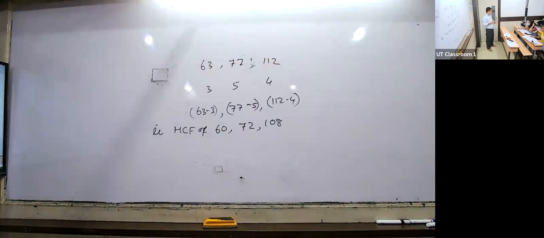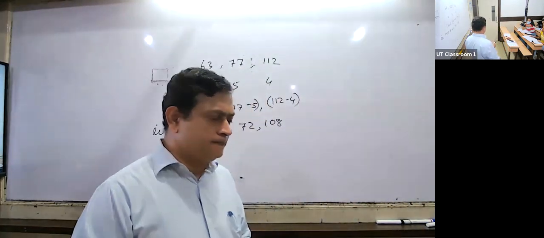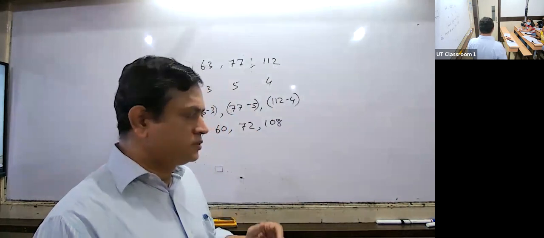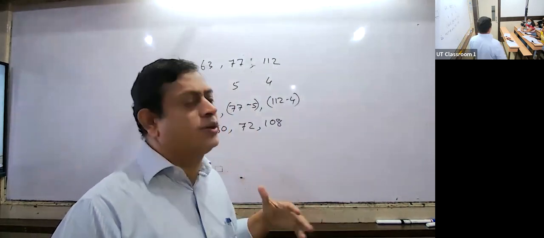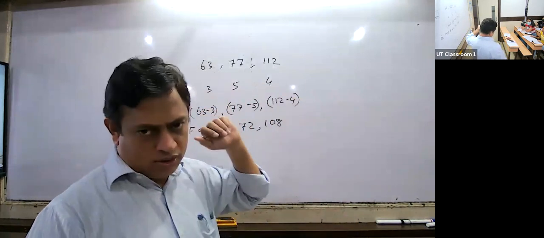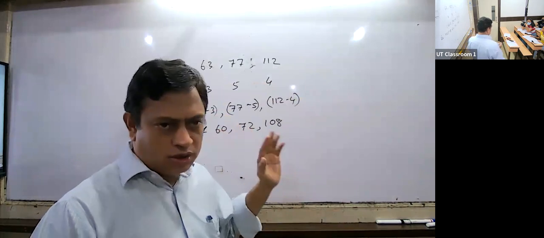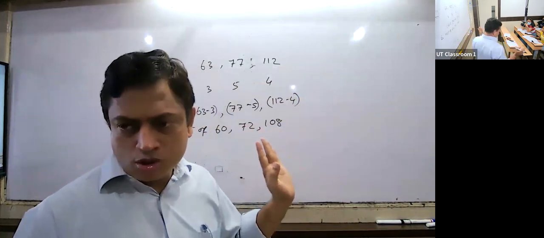Now, do you know how to find the HCF of these 3 numbers? First we will find the HCF of 60 and 72, then we will find the HCF of that answer and 108. Any 2 numbers you take, you will get the HCF, and then that HCF and the third number. Understood now?